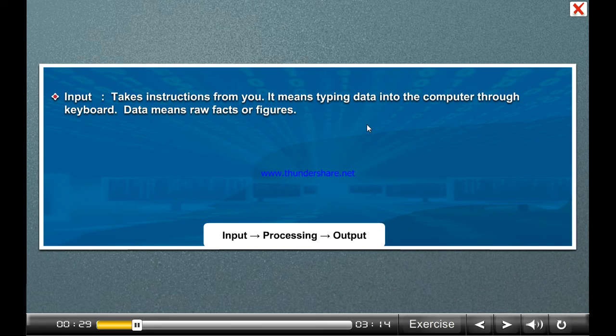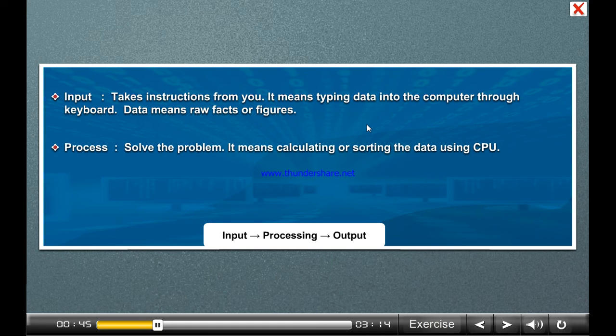Input. It takes instructions from you. It means typing data into the computer through the keyboard. Data means raw facts or figures.